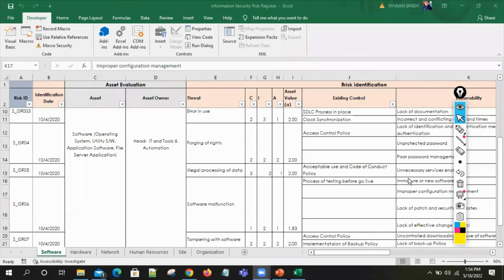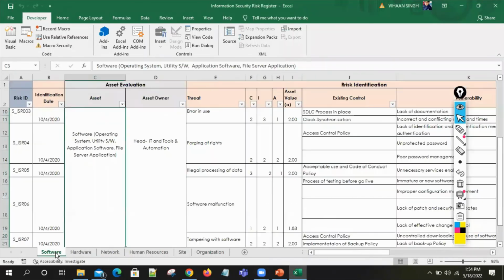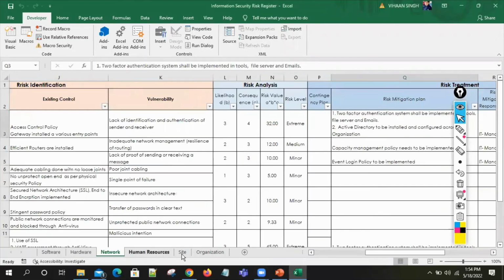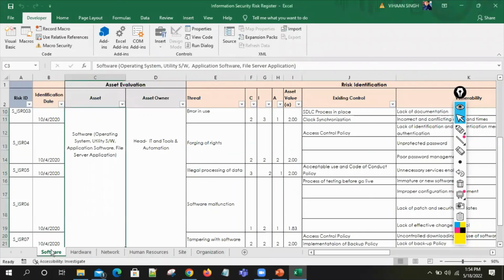This is the risk register, what we have been discussing earlier. This is the software, hardware, network. This is your asset type: software, hardware, network, human resource, your people-related asset, and the site and organization-related assets. Now, when identifying the risk, this is the asset evaluation.